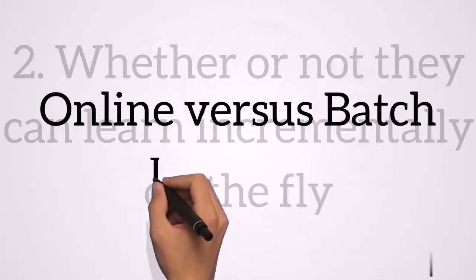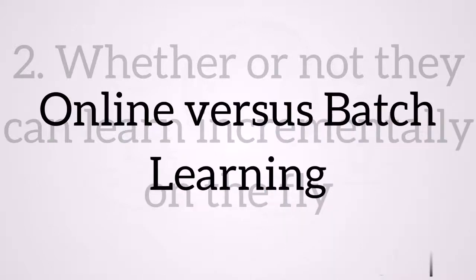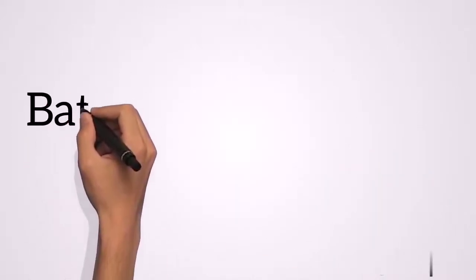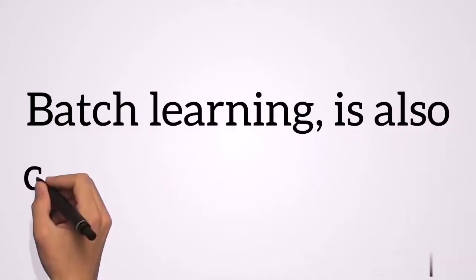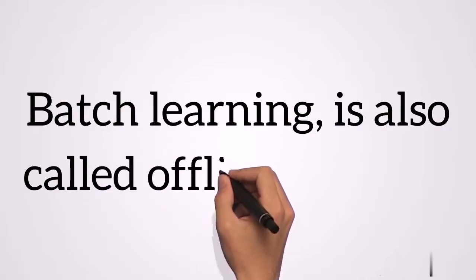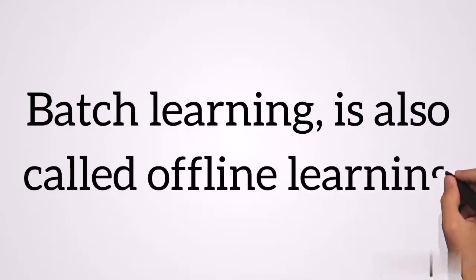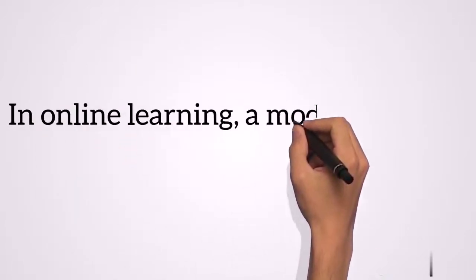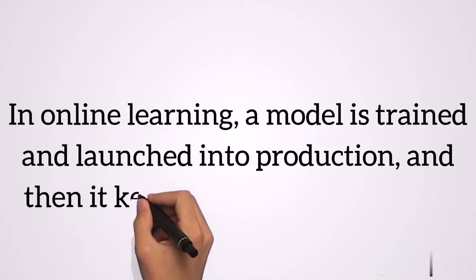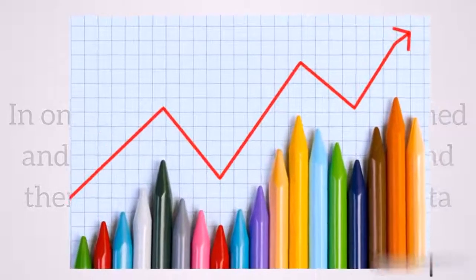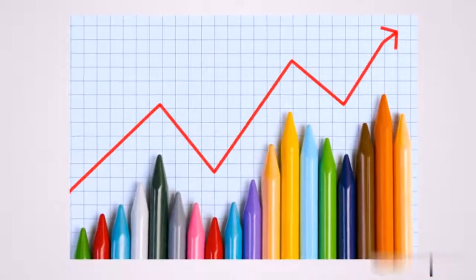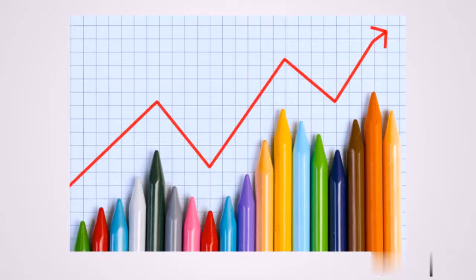Online versus batch learning. In batch learning, the system must be trained using all the available data, then it is launched into production and runs without learning anymore. It just applies what it has learned. This is also called offline learning. In online learning, a model is trained and launched into production, and then it keeps learning as new data comes in on the fly. Online learning is great for systems that receive data as a continuous flow. And the best example is stock prices.